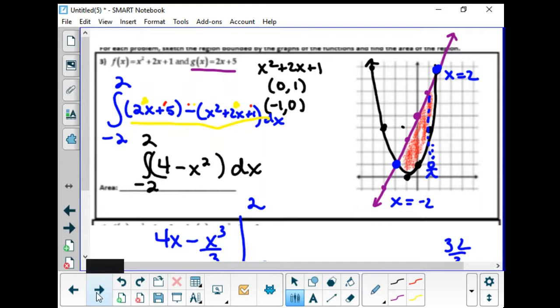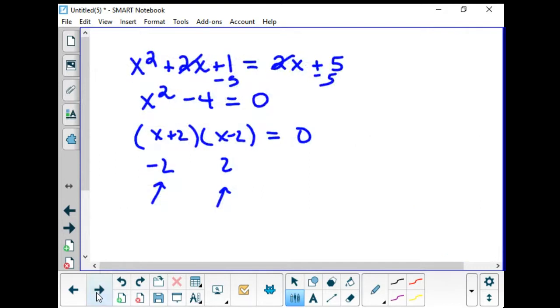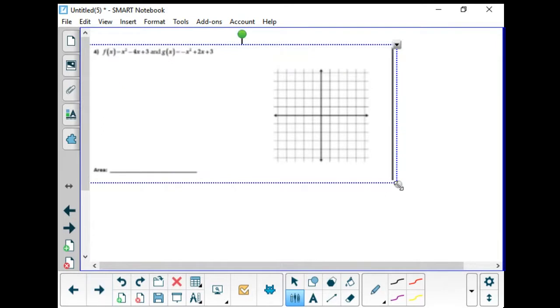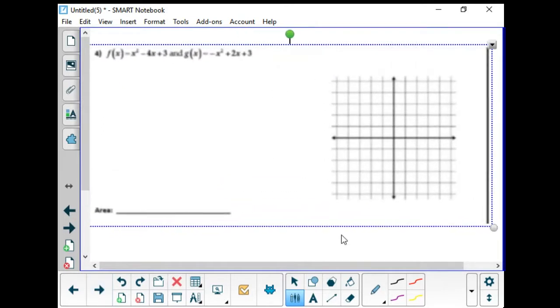Okay, so we're going to do one more, even though we have two more. We're only going to do one more. This is the one I'm going to skip. I'll let you pull this one out and practice it. You'll have the key to look at your answer.